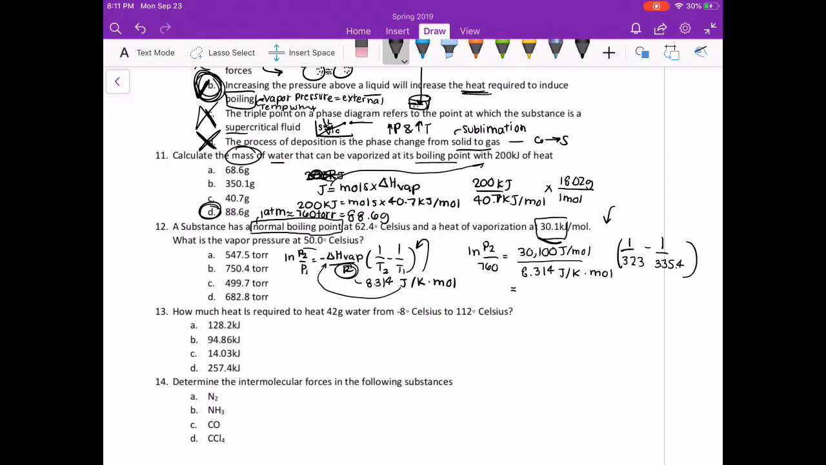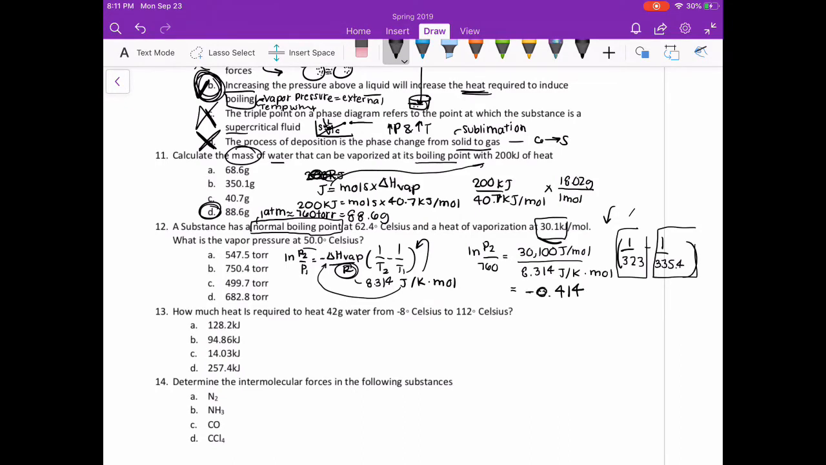So be careful with this math. I would do it out separately in your calculator, like do the 1 over 323, then the 1 over 335, doing these separately and writing them down, because people were having some issues. But from there, just do out the right side of the equation, so you get negative 0.414.